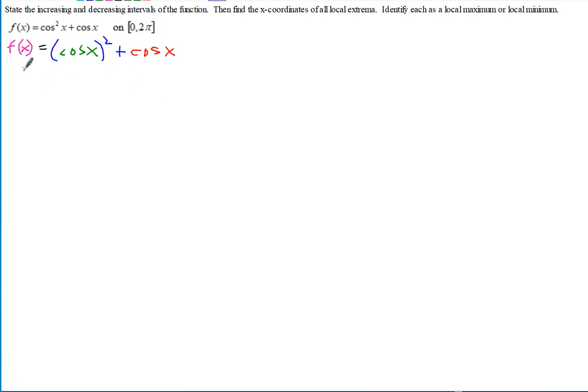So let's find the derivative now. So notice on this one, we've got to use the chain rule. So first use the power rule, so it'd be 2 cosine x to the first. And then the derivative inside, derivative of cosine is negative sine. And then plus the derivative of cosine by itself is negative sine.